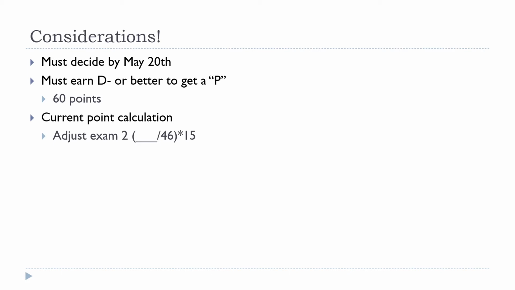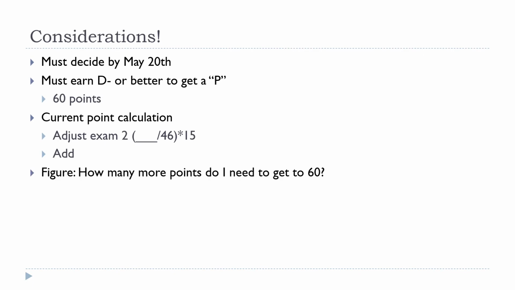You can figure your current point calculation. It's a little bit more complicated than in my other classes because I've had to weight your exam grade. But if you take your exam 2 grade, divide it by 46, and then multiply it by 15, that will give you the points out of 15 that your exam 2 grade is, and then you can add that to all the other points you've earned so far in class. You're going to ignore everything in your grade book that's a percentile and just add all the points together with your adjusted exam 2 grade, and that should give you how many points you've earned so far. Let me know if you have questions about this.